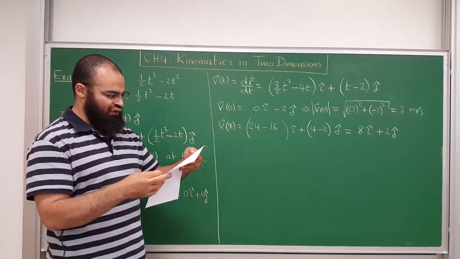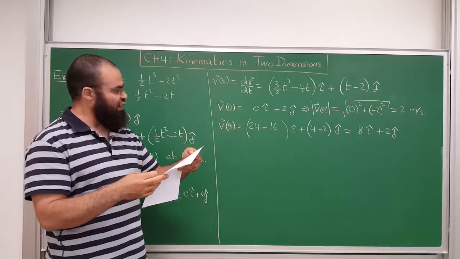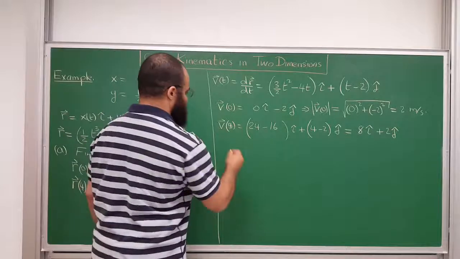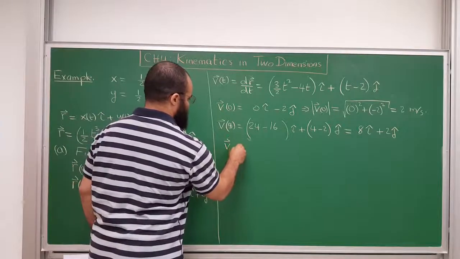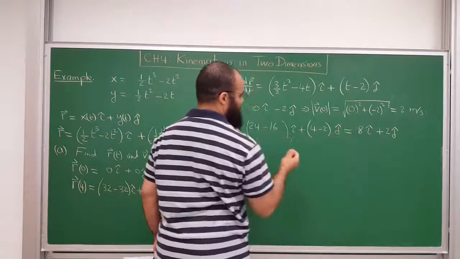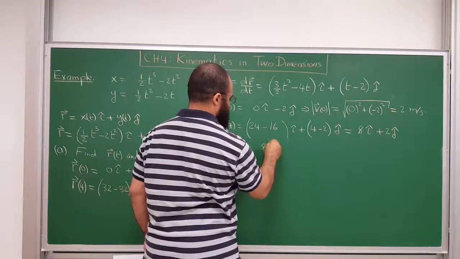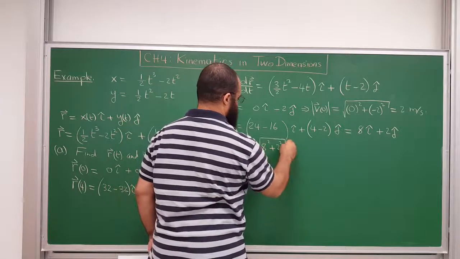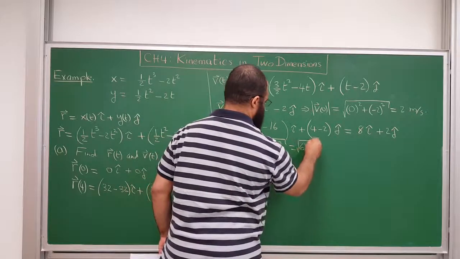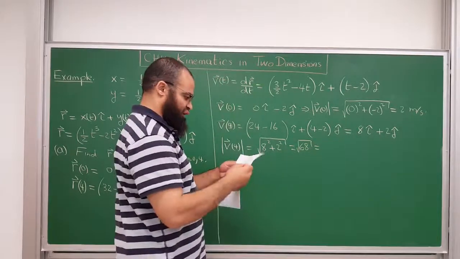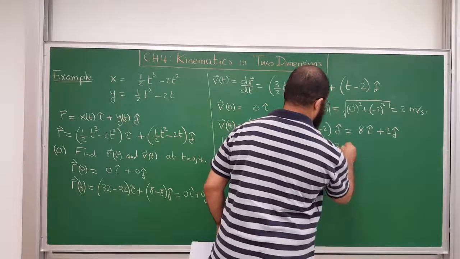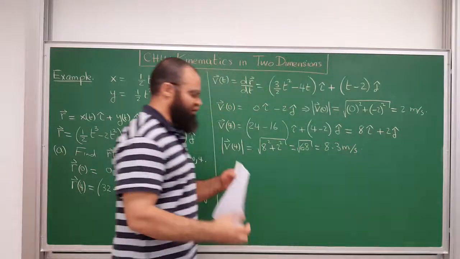Let me make sure that I have it correct. 8 i hat plus 2 j hat. Yes, that's correct. And so what's the speed at 4 seconds? The speed at 4 seconds would be the magnitude of velocity. That would be the x component squared plus the y component squared, square root. So it'll be 8 squared plus 2 squared, square root. And that's 64 plus 4, it's the square root of 68. And the square root of 68 is what? 8.3. Approximately 8.3 meters per second.